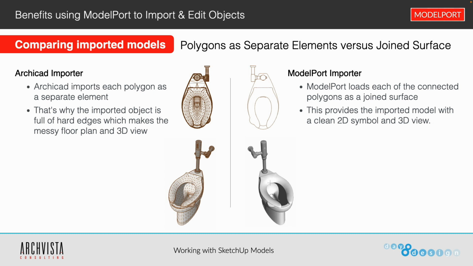When ModelPort imports it in, we actually go a step further. We take it and we join all the surfaces and connect them. And what that does is it creates a much smoother 3D model element and a much better 2D element as well, in terms of the symbols. So this is something we've tried to do in our process with ModelPort to give you a much better result and better quality of the objects that you import.